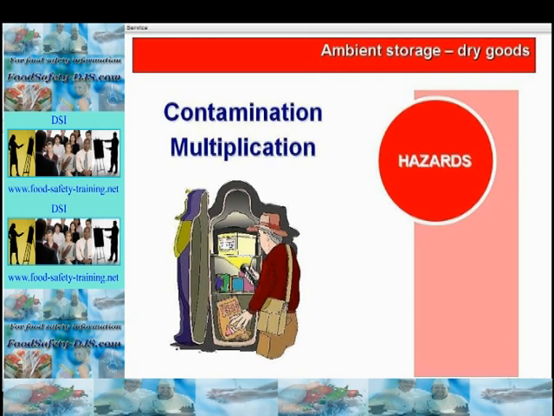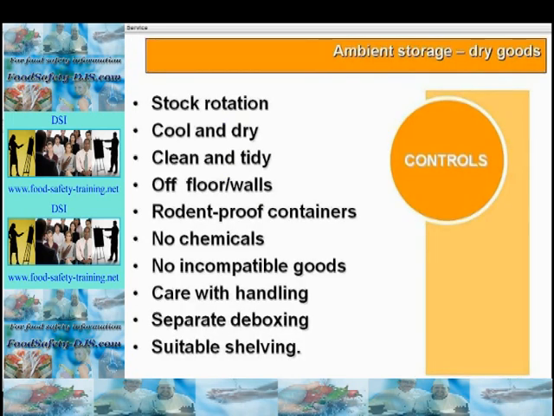Good hygiene practices: stores should be well lit, ventilated and pest proof. Controls include good stock rotation, cool, preferred temperature range 10 to 15 degrees Celsius, and dry, clean and tidy, good housekeeping practices, cleaning away spillages, goods clear off the wall and off the floor, a minimum of 15 centimeters. This is mainly for ease of cleaning, and you should check for any signs of pest infestation. Rodent proof containers, which are protected and covered. No chemicals, they should be kept in a separate store. No incompatible goods, such as strong smelling goods.